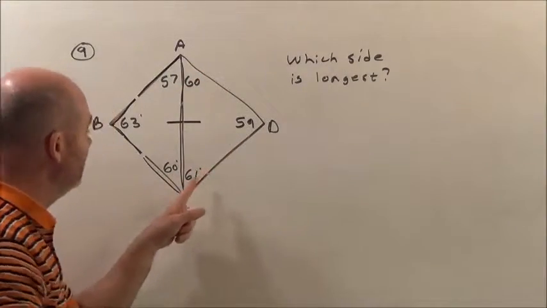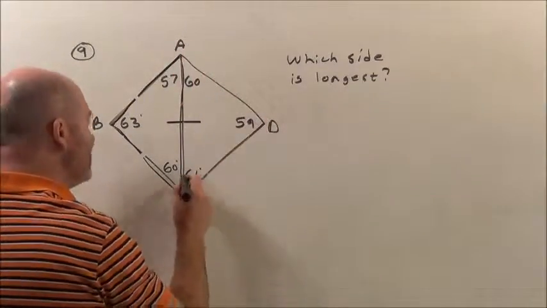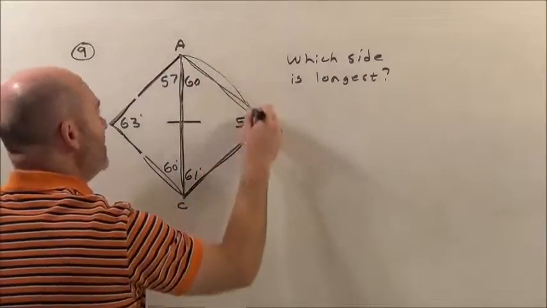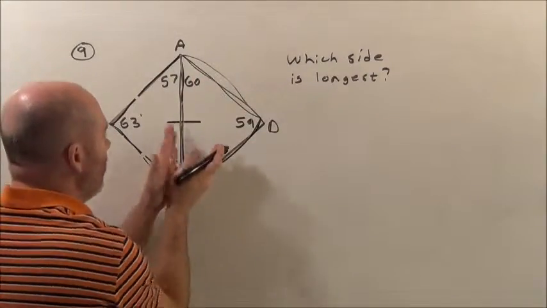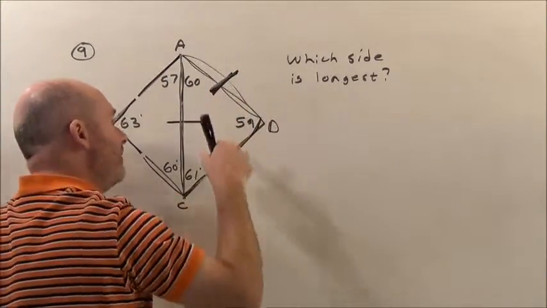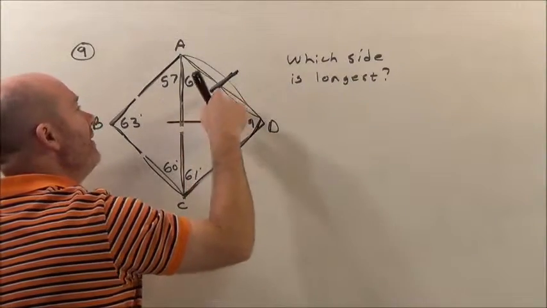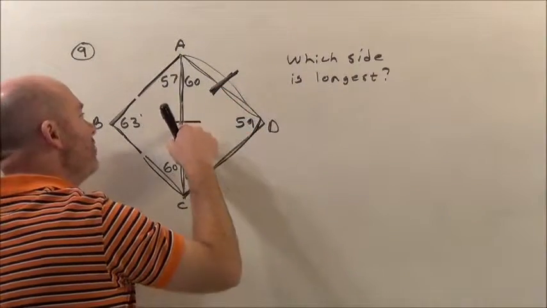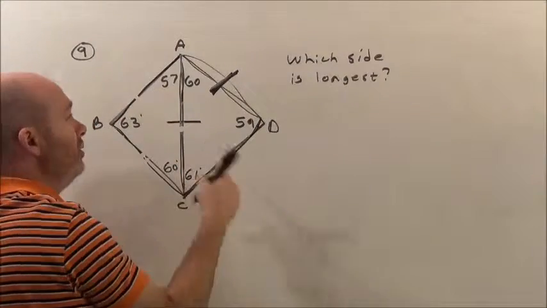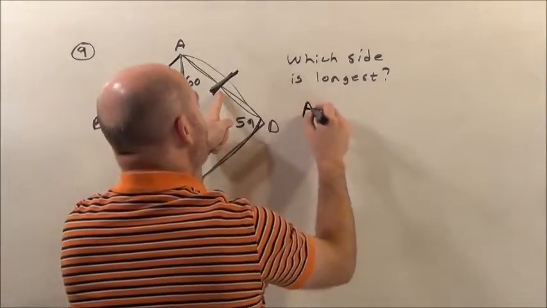Well, wait a second. When I compare within this triangle of ADC, the longest leg is across from the 61, right here. He's the longest. He is bigger than that and longer than this one. So if this is the biggest amongst these three, and this piece was bigger than these two, you know by the transitive property that this leg must be the longest.